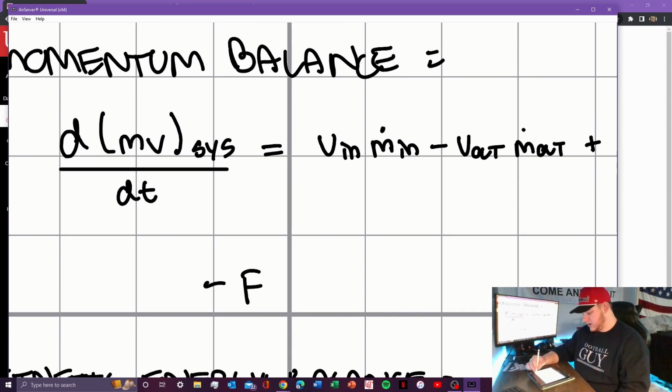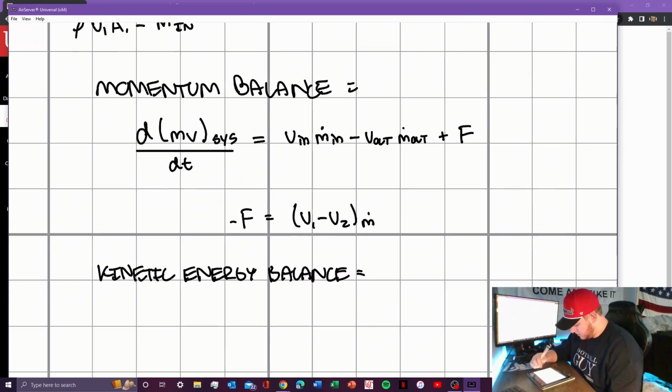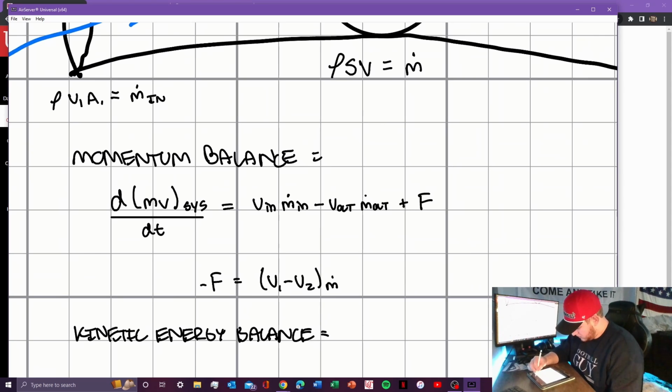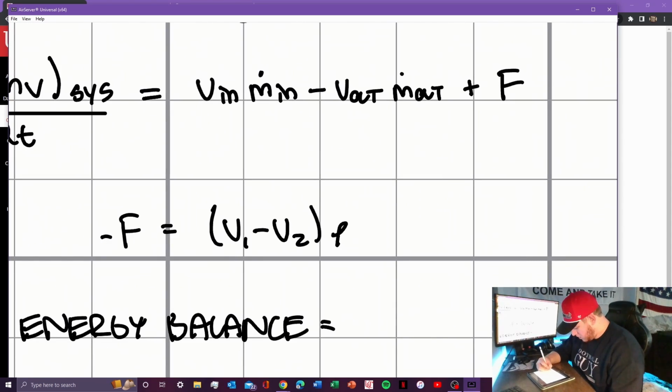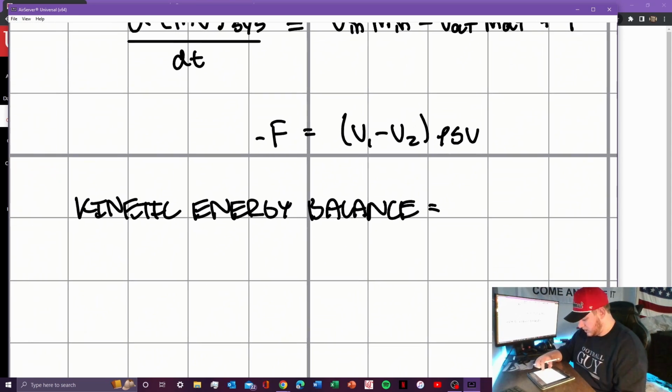We can rewrite this, and knowing that the force is negative. The force is negative because if the force was positive, it would be the turbine acting on the air, but we want the air to be acting on the turbine. It is equal to V1 minus V2 times the mass flow rate. However, we already said that the mass flow rate is equal to rho SV right here. So we can trade this for rho SV. Very good.